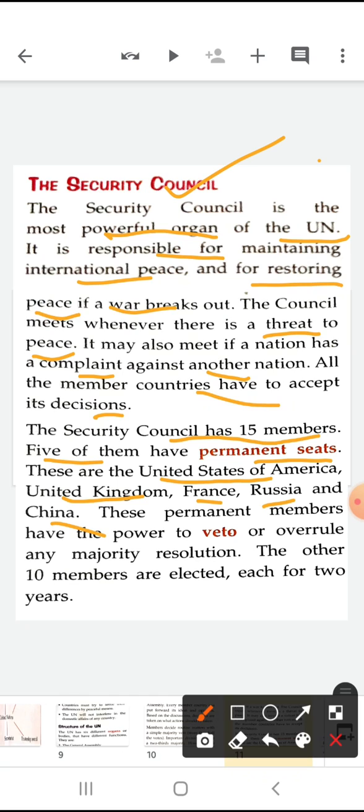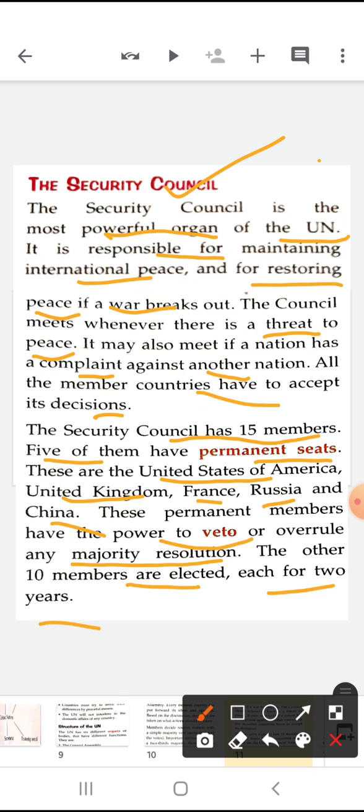These permanent members have the power to veto or overrule any majority resolution. The other 10 members are elected, each for 2 years.